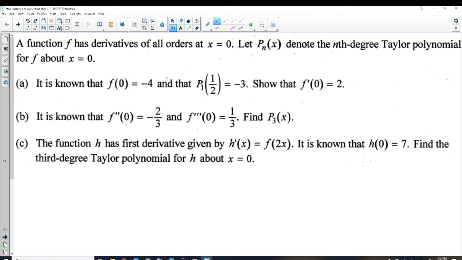All right, with your partner, give it a try. This one's a little tricky, actually. But after I show you, it won't be hard again. It'll be tricky right now.